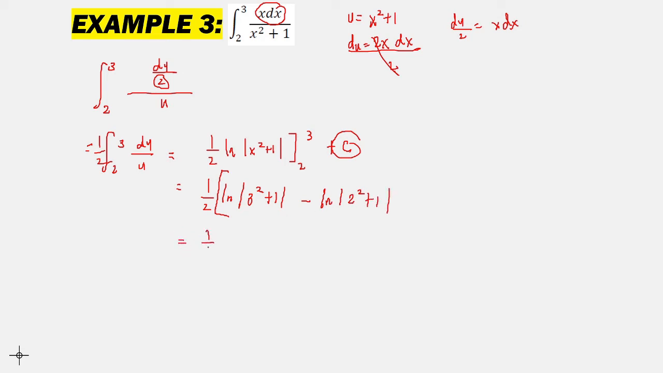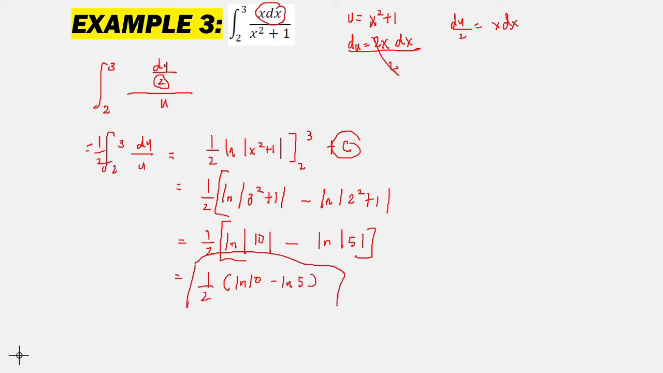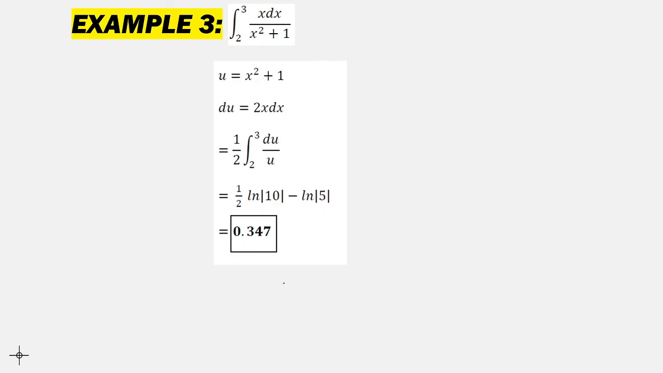So this would now be 1 half ln of 9 plus 1 is 10 minus ln of 5. So actually, this can be our final answer. So you can rewrite that as 1 half ln of 10 minus ln of 5. Do not put it in decimal form. This is actually okay, or yes, okay, you can put it in decimal form. However, what I will check is this one, just like here.